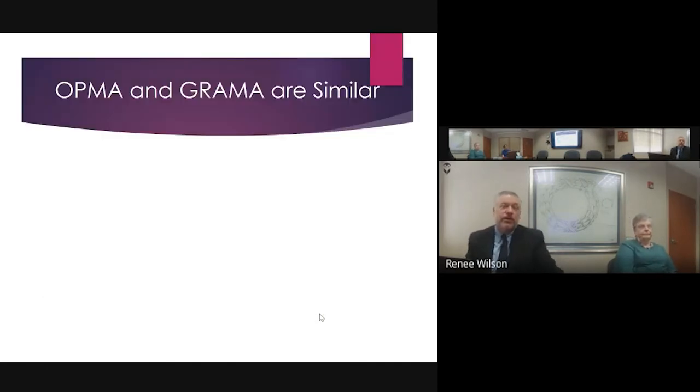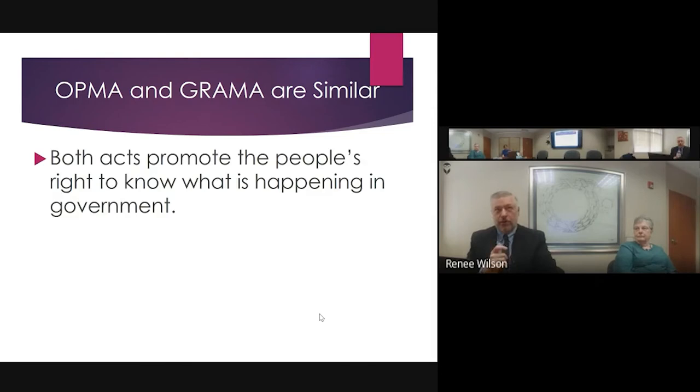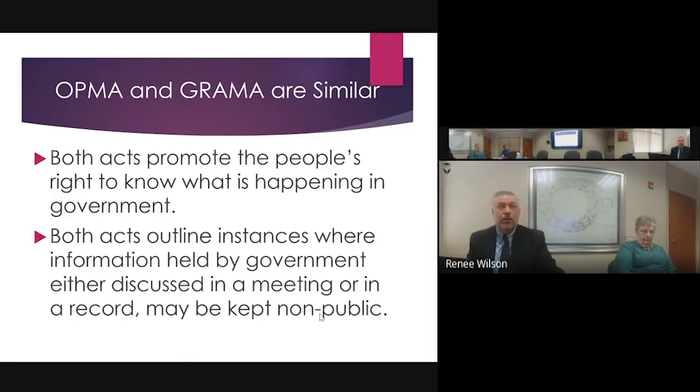But I think it's also very interesting that OPMA and GRAMA are very similar. Both acts promote the people's right to know what's happening in government, but both also outline instances where information held by government, either discussed in a meeting or in a record, may be kept non-public. Because there are some things that we want to have public, but there are also other things that we probably don't want to have public.